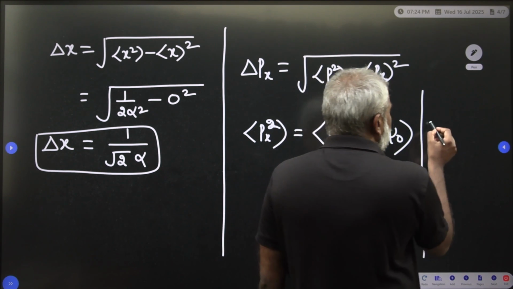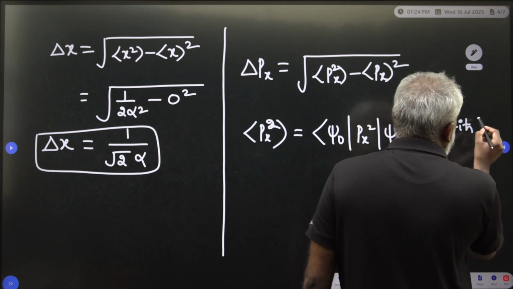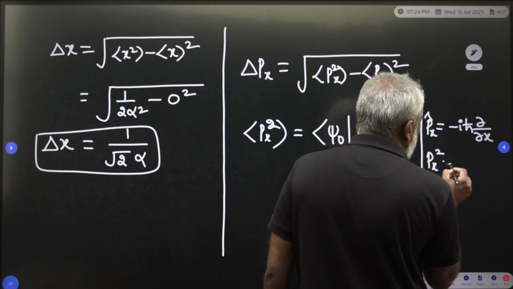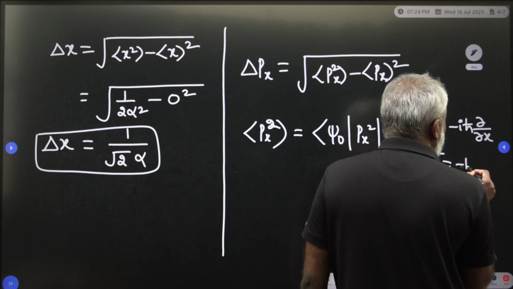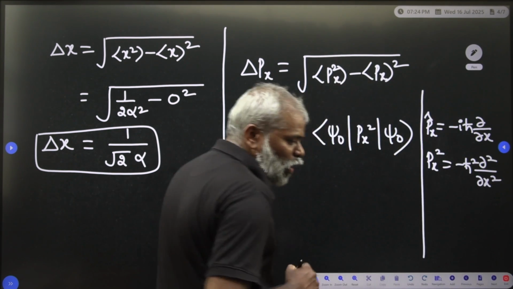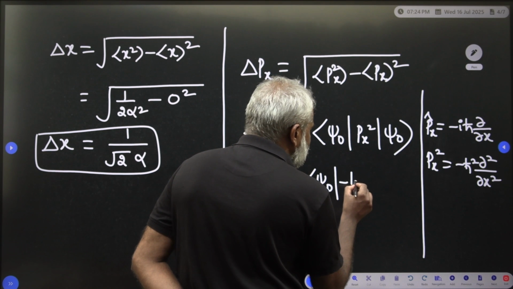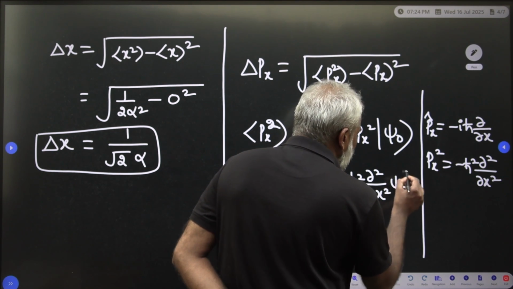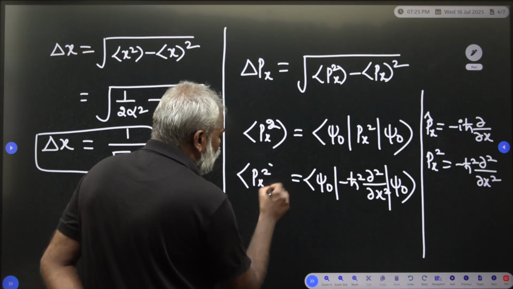But we know that px cap is an operator, minus i h cut into dou by dou x for one dimension. Px square is equal to minus into minus plus i into i square, and i square is minus 1, so we get minus h cut square into dou square by dou x square. Therefore, bra psi 0, minus h cut square into dou square by dou x square, ket psi 0. This is the mean px square.